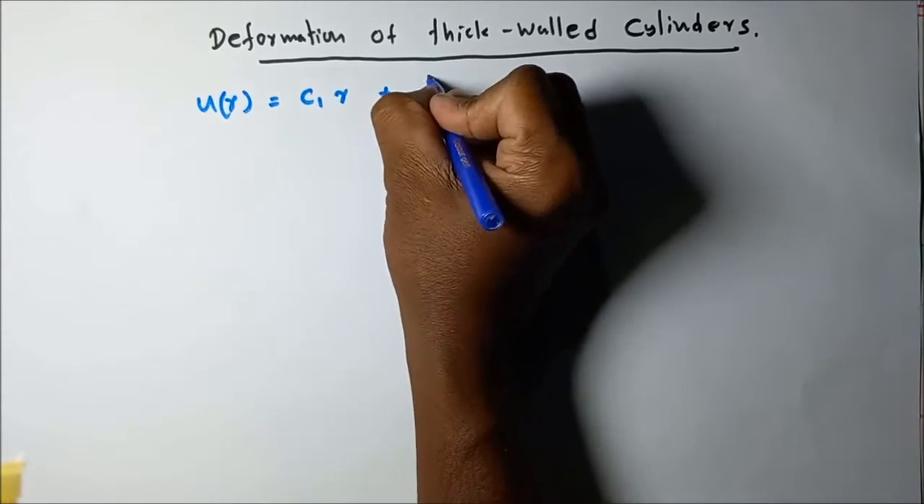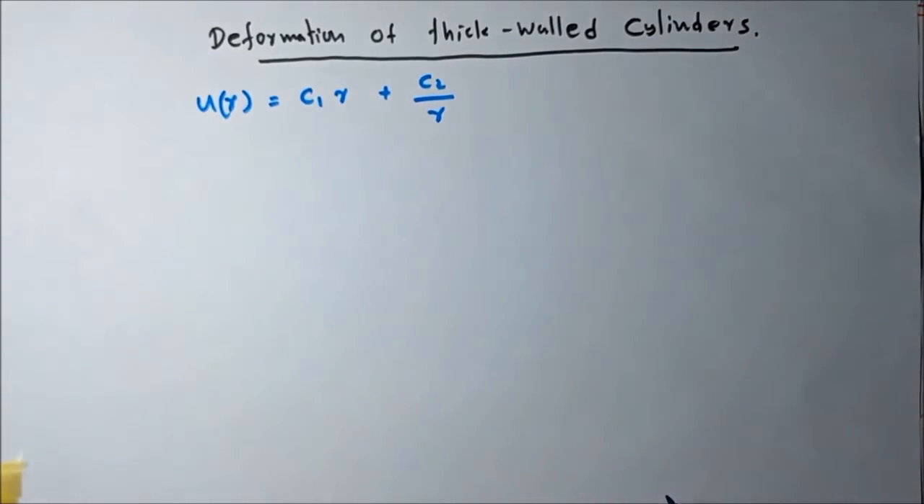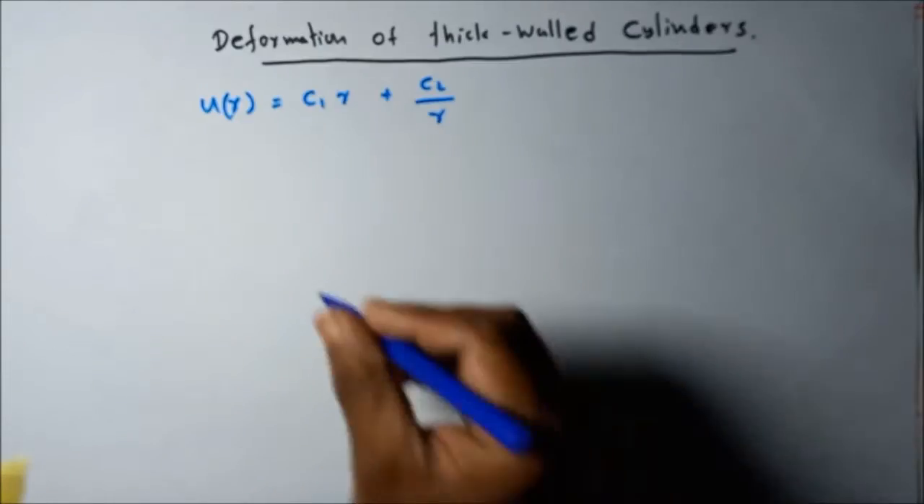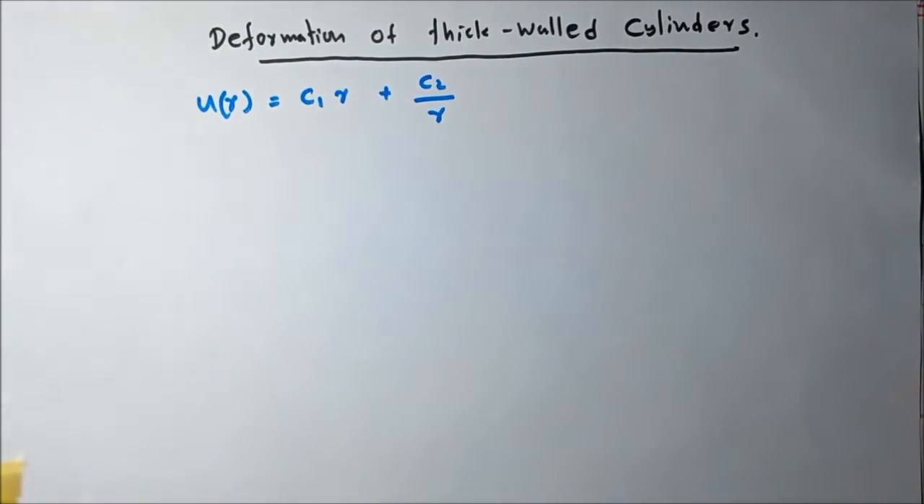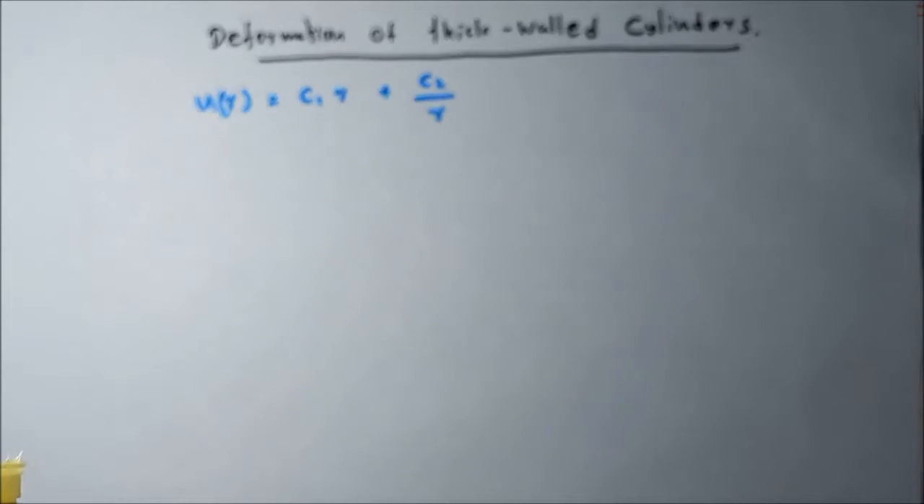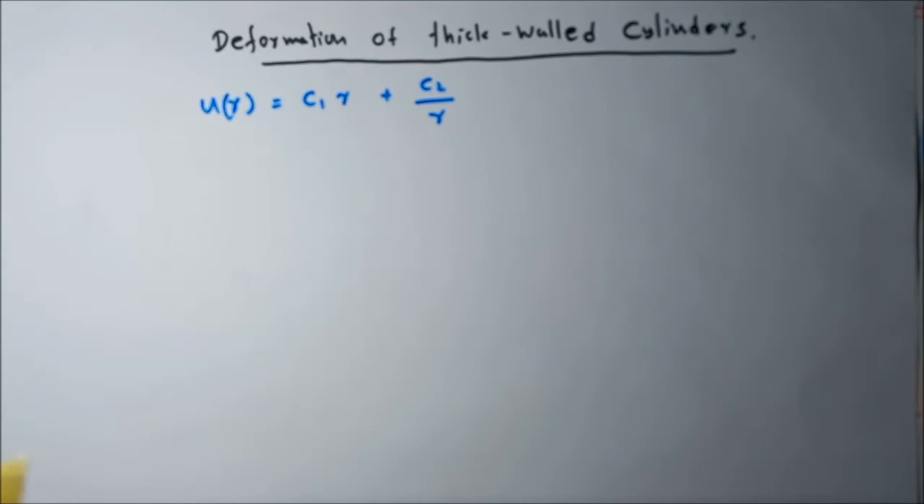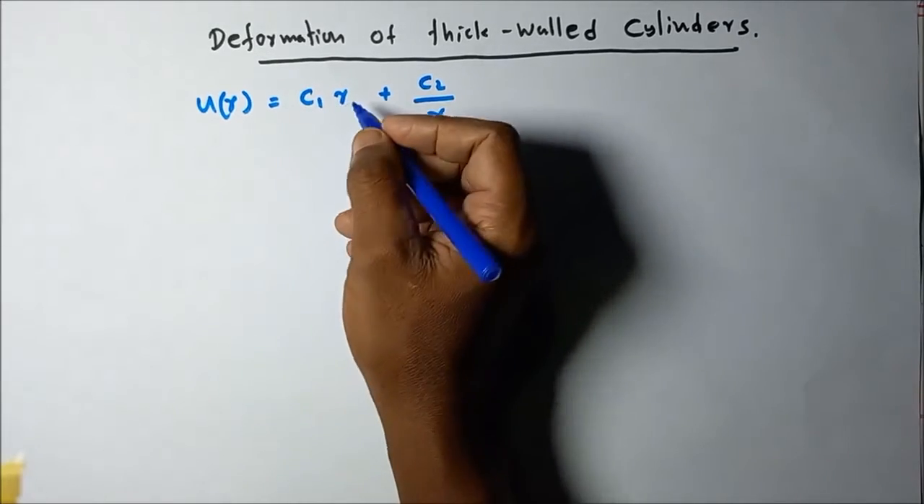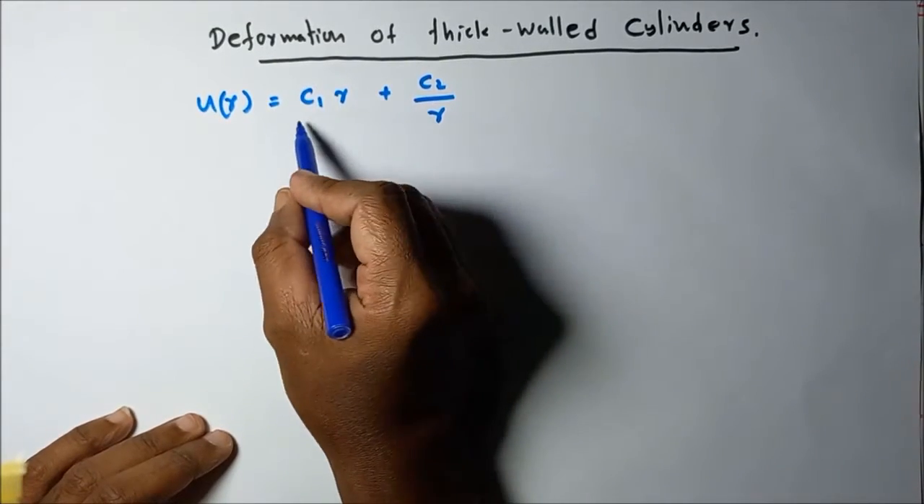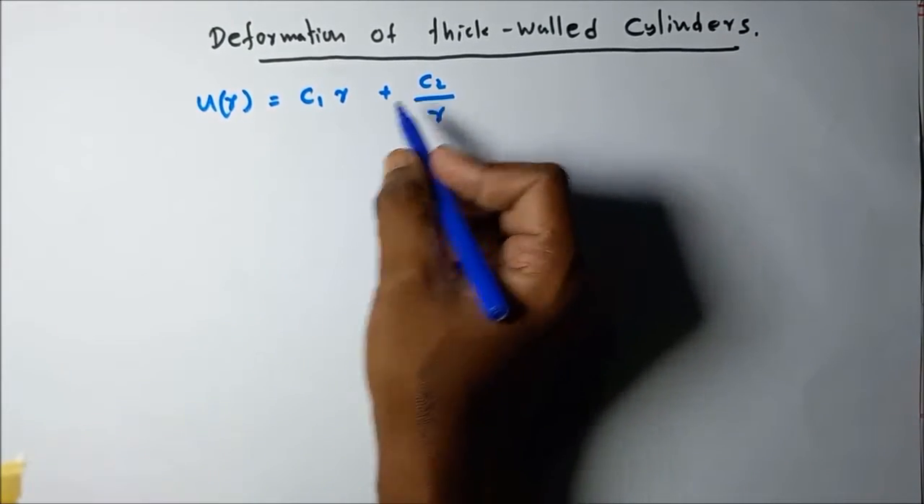c1 r plus c2 divided by r. Okay, then after substituting the c1 and c2 constants, what are c1 and c2 constants? In the last class we obtained these two equations. Anyhow, I will directly write the ur equation after substituting the c1 and c2 constants.